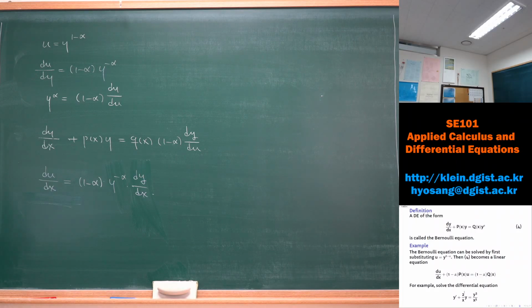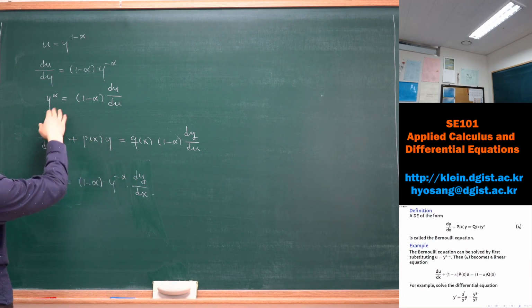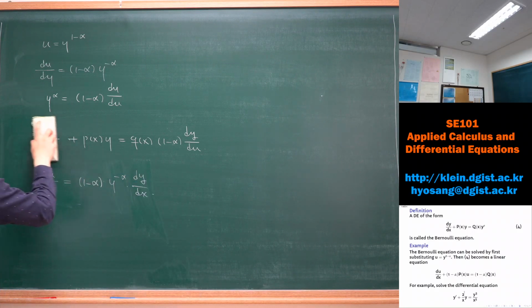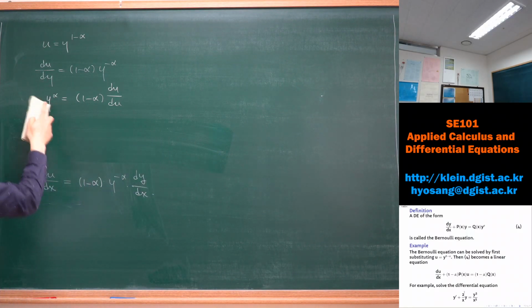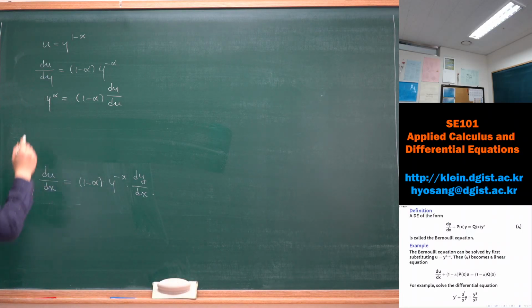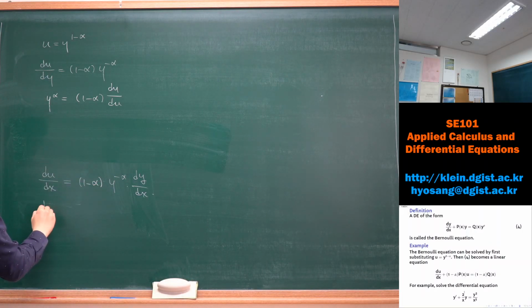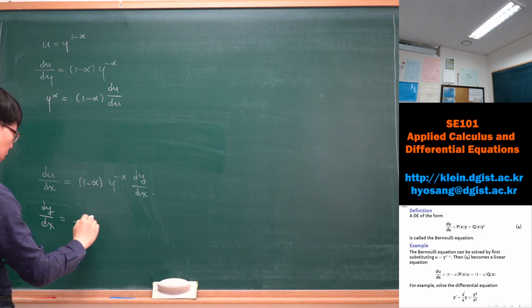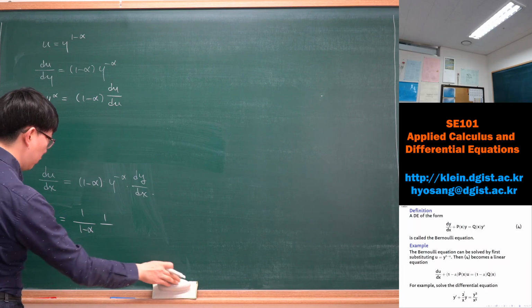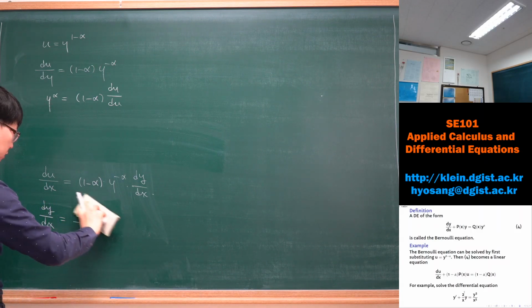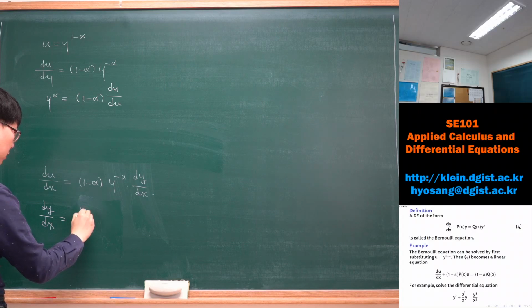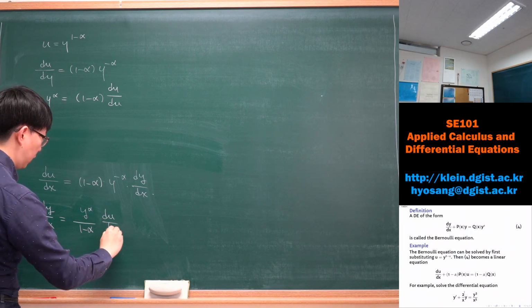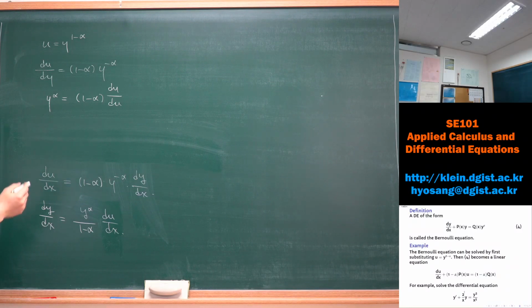I think it's better to substitute dy dx instead of y to the alpha here. So let's not substitute this part. Let's substitute this one. If I rewrite this dy dx in terms of du dx, what I get is 1 over (1 minus alpha) and 1 over y to the alpha, times du dx. So plug this part into the given differential equation.